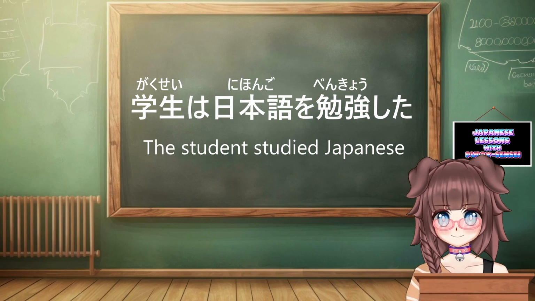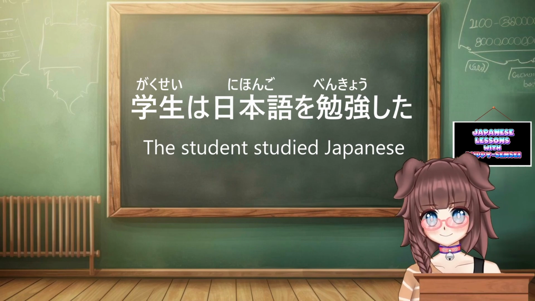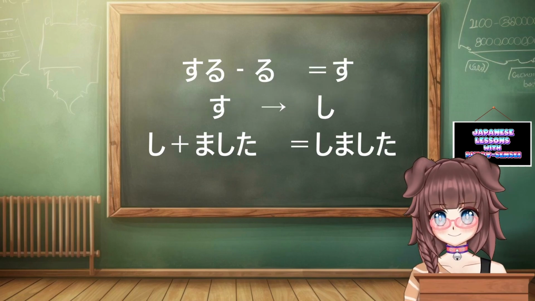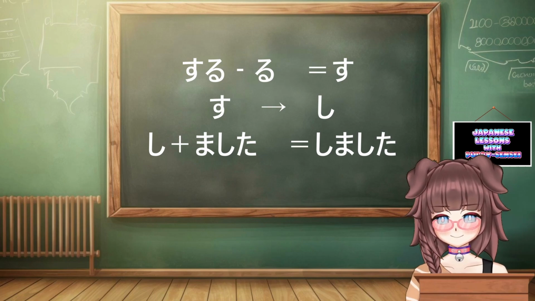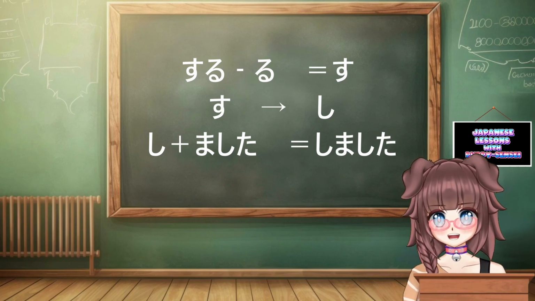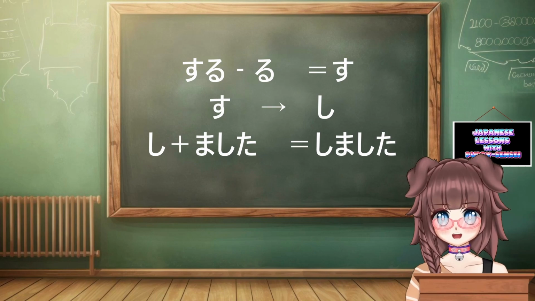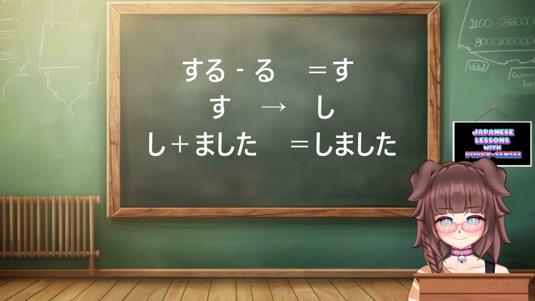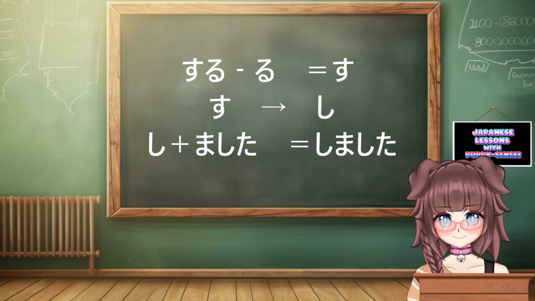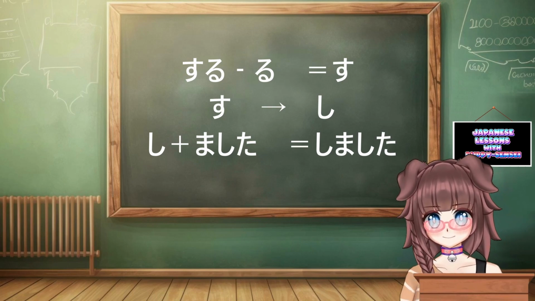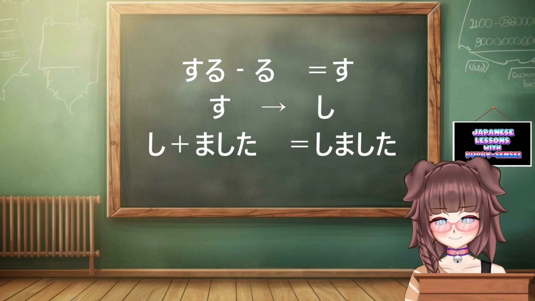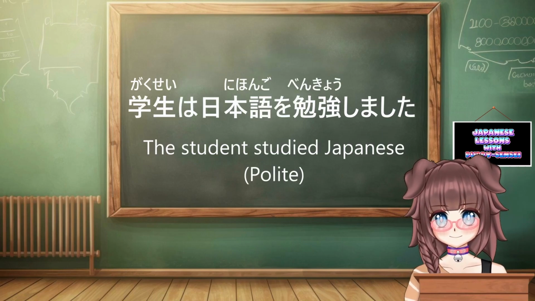Well, actually, forming the polite form of this same sentence is really almost just as easy as that. So we take suru, we drop ru, and that gives us su. We take su, convert it to shi, and then we take shi and we add mashita. We can create the polite past form of suru simply by adding mashita to our base instead of adding ta as we did before. And so just like that, we're able to make yet another conjugation for our original sentence. Gakusei wa nihongo o benkyou shimashita.